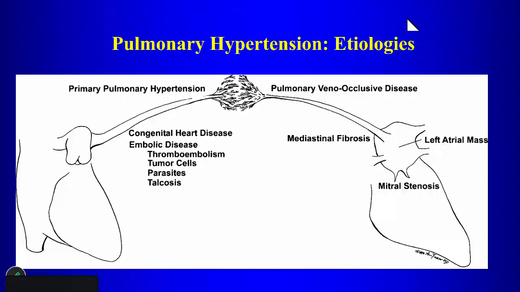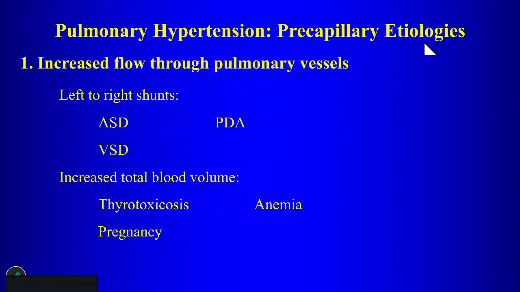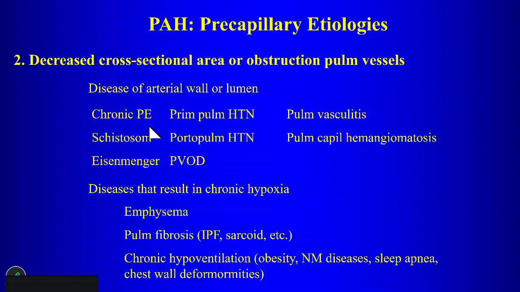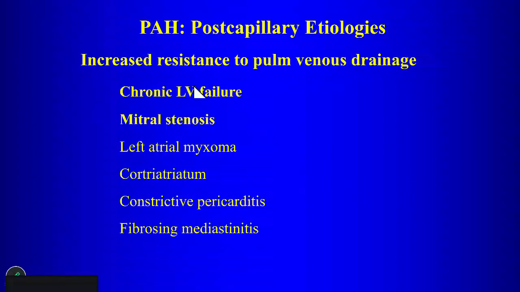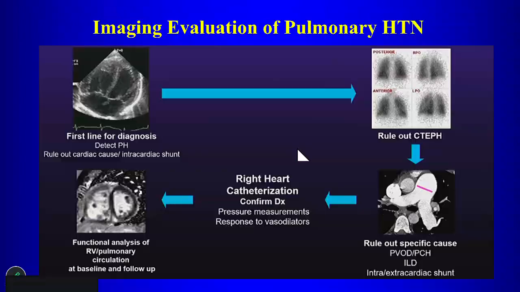In terms of etiologies, this can also be broken up into precapillary and postcapillary causes of pulmonary hypertension. Precapillary can be increased flow through pulmonary vessels, like with left to right shunts, things that decrease the cross-sectional area of pulmonary vessels or obstruct the pulmonary vessels, all these things that I've listed here. Lung disease also can do that. And then there's postcapillary, and these are things that increase resistance due to the pulmonary venous hypertension. And the most common things in this group are chronic left ventricular failure and mitral stenosis.